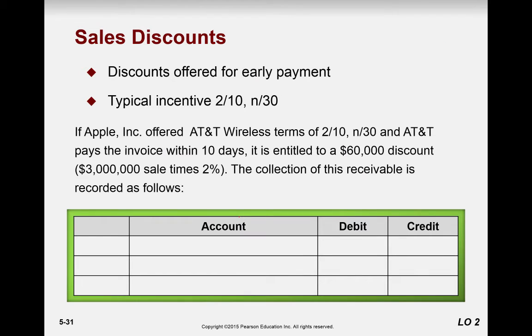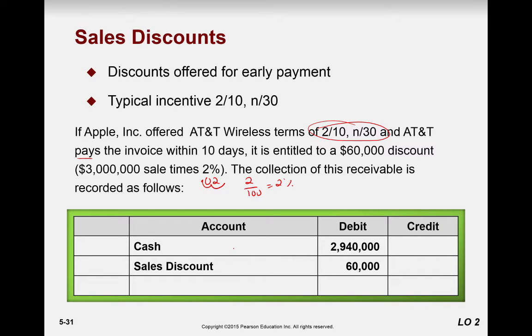Now let's go through some examples. If Apple offered AT&T those credit terms of 2/10, net 30 and AT&T did pay within the 10 days, then they're entitled to a $60,000 discount. Now, don't forget when you're doing percents, it's 0.02. You have to move the decimal over because it's divided by 100. So 2 over 100 equals 2%. When you're doing that, you're not going to get $3 million in cash. You're going to get $60,000 less.